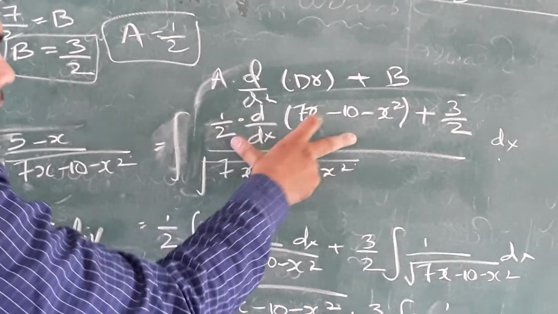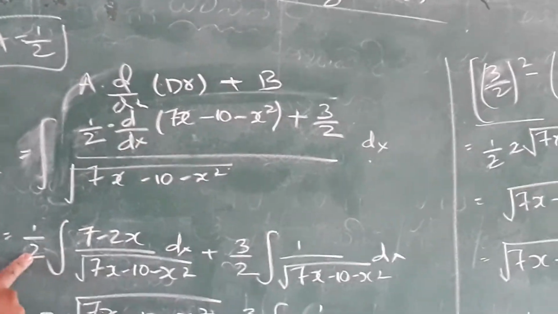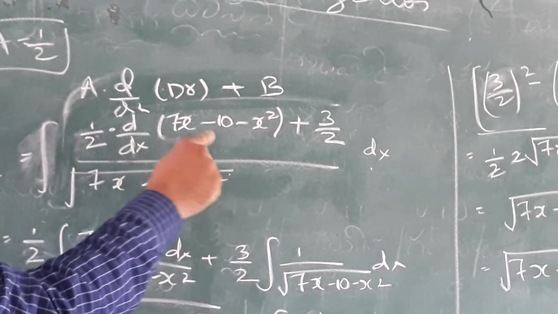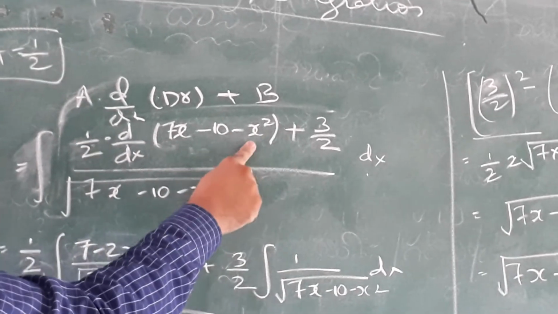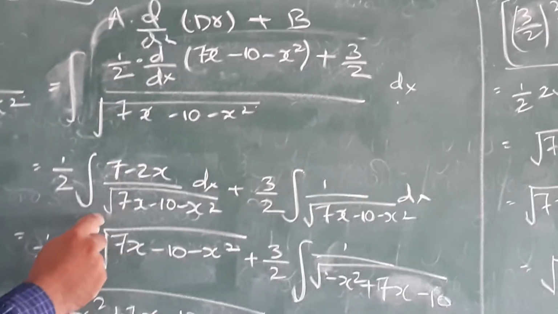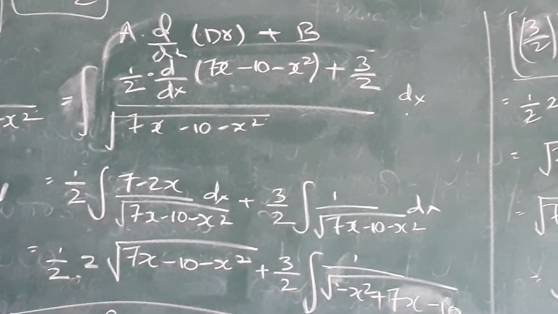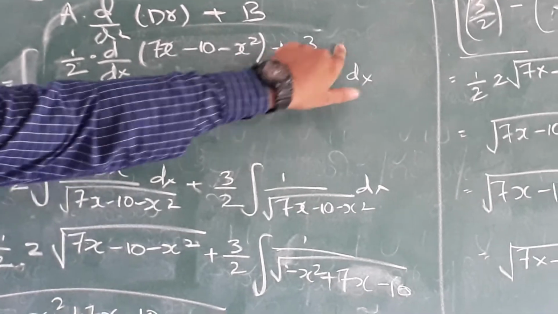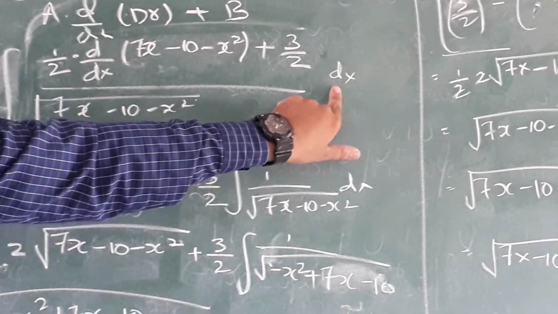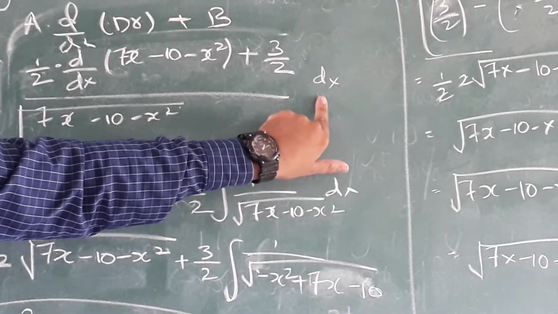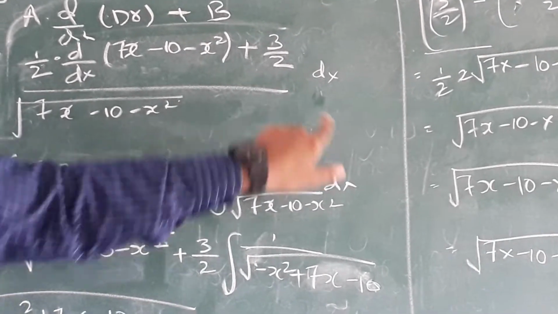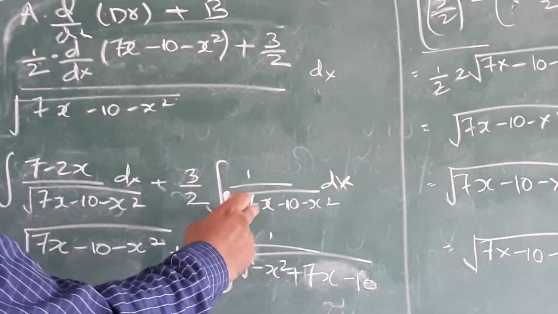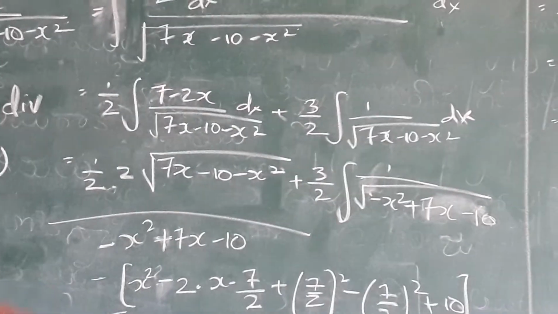Now let's separate this and this. 1 by 2 is a constant, so it comes outside the integration. What is the differentiation of this value? 7 minus 0 minus 2x, that is 7 minus 2x, under root of the same denominator, 7x minus 10 minus x square, plus 3 by 2 and nothing else there. Nothing means dx will be there. Every time there is an integration, there must be dx, dy or dz, whichever variable varies. So dx is there here, and the denominator is under root 7x minus 10 minus x square.